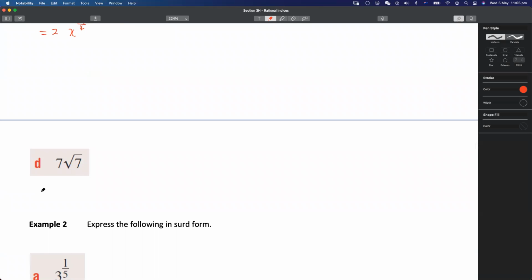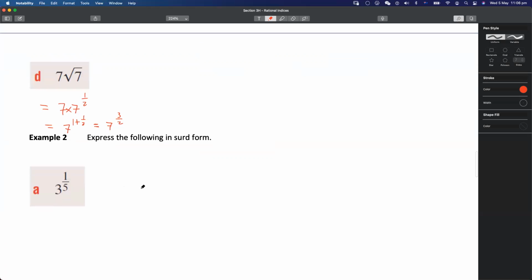Next one, 7 times square root of 7. If you see a square root sign, that's just 7 to the power half. And here, be careful. This is like 7 to the power of 1 times 7 to the power half. Retain the base and add the indices, 1 plus 1/2, 7 to the power of 3 over 2.